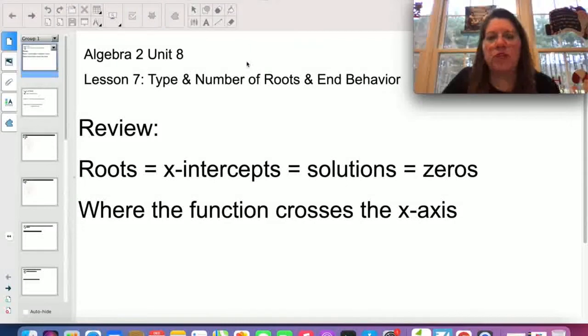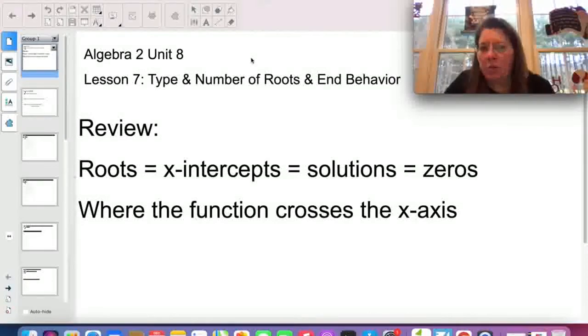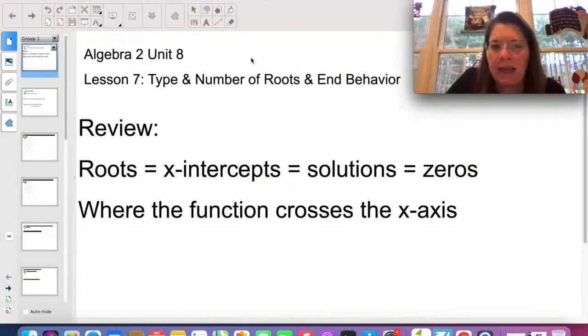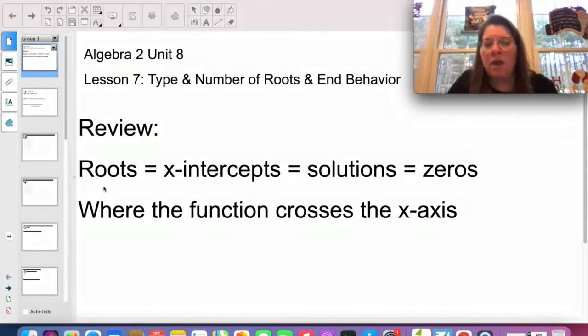This is Algebra 2, Unit 8, Lesson 7, and we're talking about the type and number of roots of a polynomial function and end behavior of a polynomial function. And so first we're just going to review. The roots of a polynomial expression or equation are the same thing as x-intercepts, solutions, or zeros.